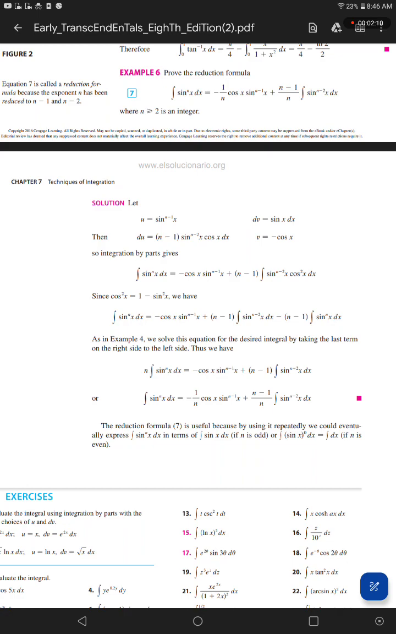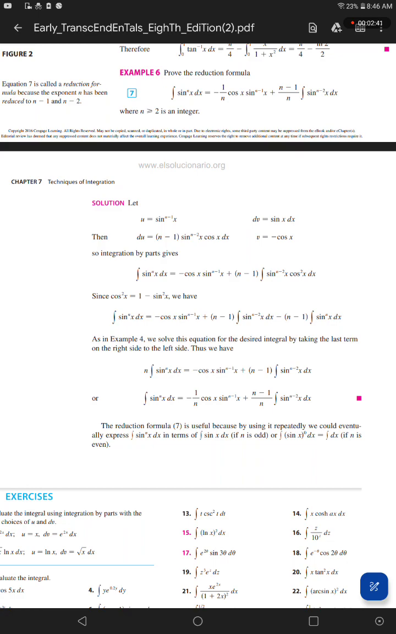So integration by parts gives the integral of sine to the power n x dx equals negative cosine x sine to the power n minus 1 x plus open n minus 1 close, the integral of sine to the power n minus 2 x cosine squared x dx.